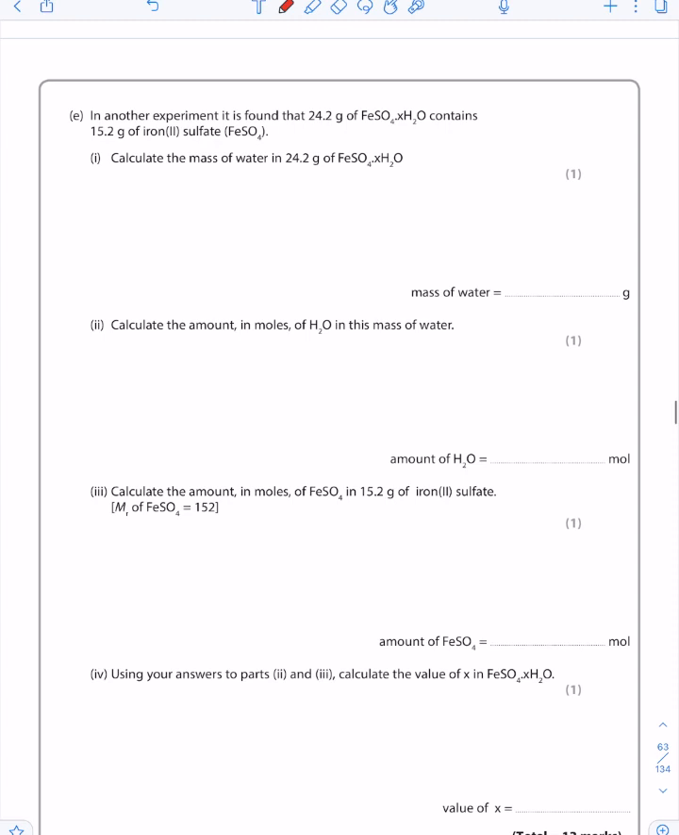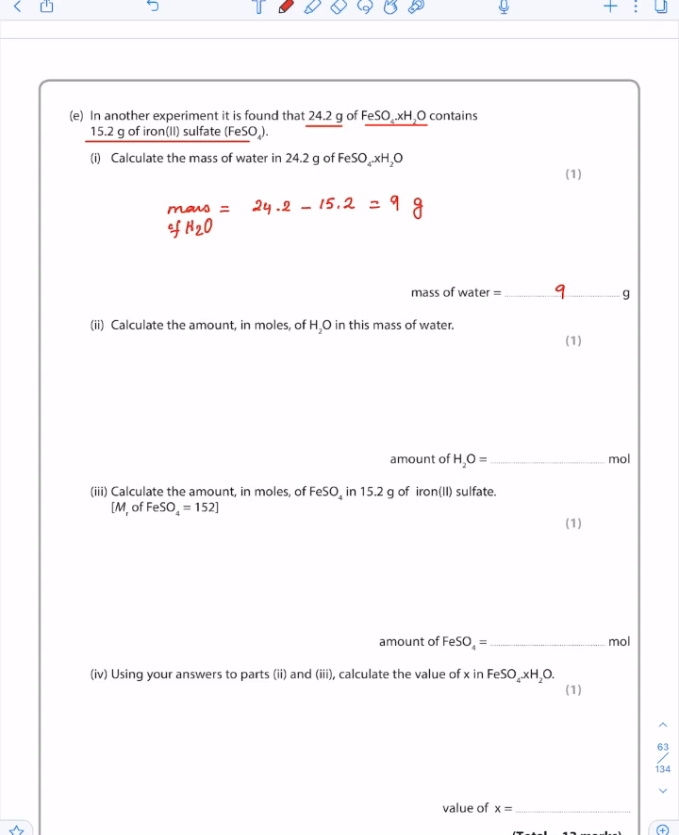E. In another experiment, it was found that 24.2 gram of iron sulfate اللي هو hydrated contains 15.2 gram of iron sulfate اللي هو anhydrous. Calculate the mass of water. يبقى نجيب الماس of water ازاي؟ subtract الماس اللي هو بتاع hydrated اللي هو 24.2 minus الماس of anhydrous 15.2. يبقى 24.2 minus 15.2 give you 9 grams. يبقى نكتب هنا 9.